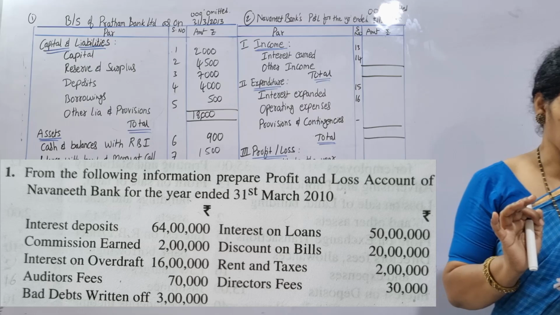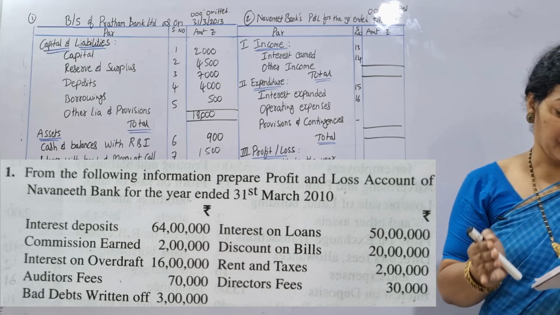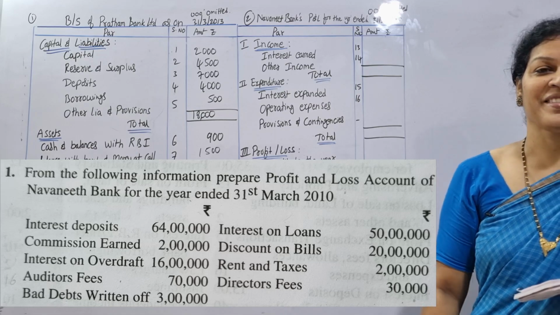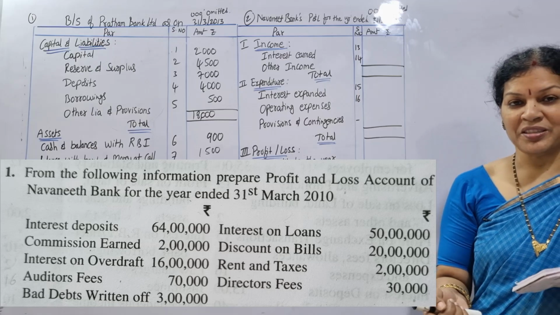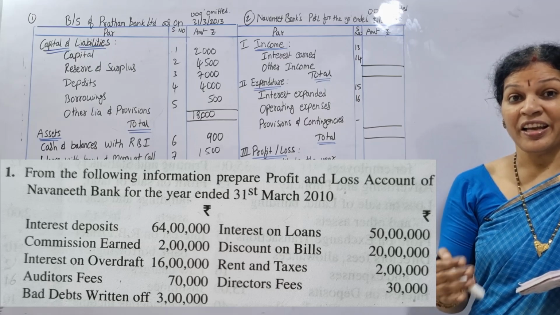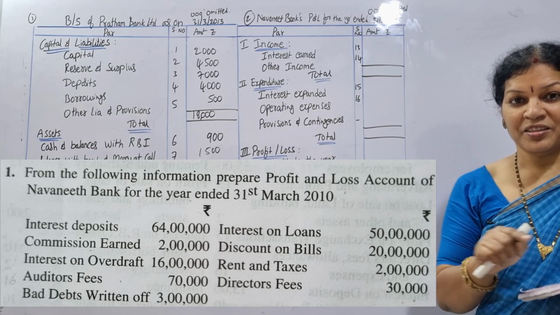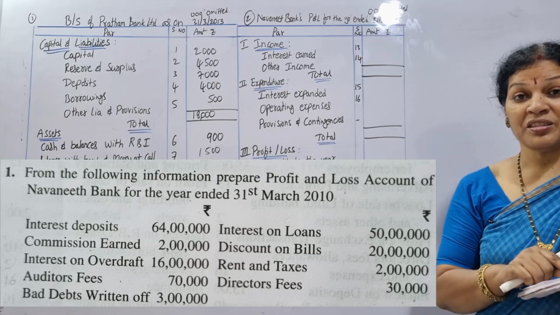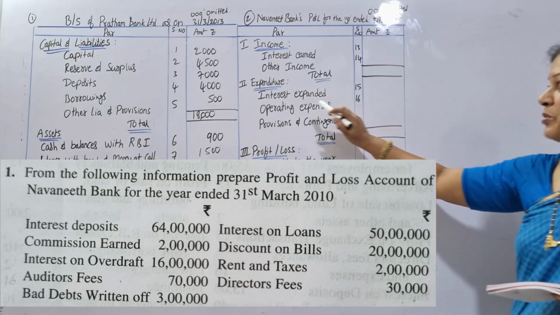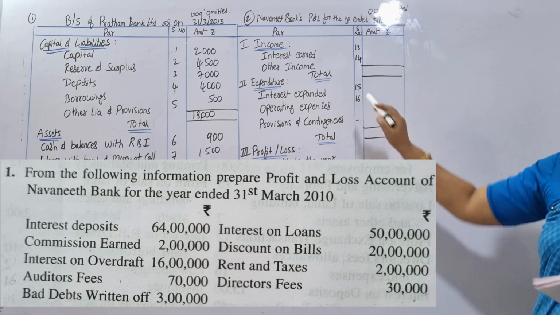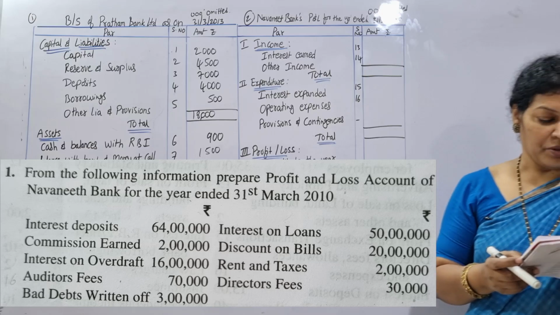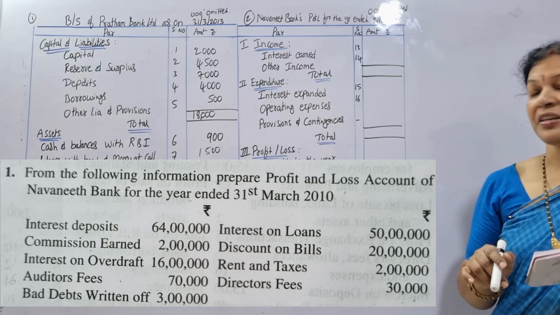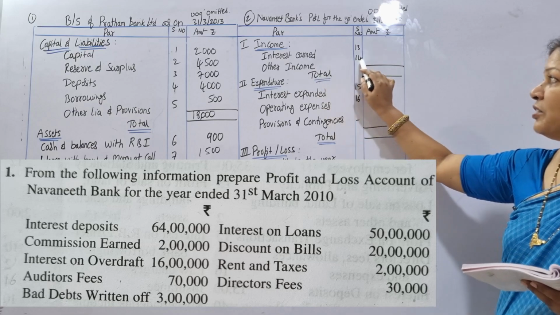Now what are they saying? First one is interest on deposits. Whenever interest on deposits is there, it is interest expended. Interest on deposits, who will pay? The bank is paying. So this is interest expended. Expended means it comes here, schedule number 15. Okay. Next, commission earned. Commission earned comes under other income. Other income means it is here.